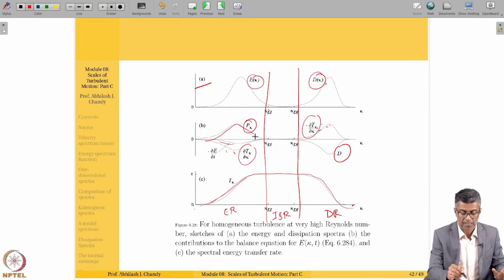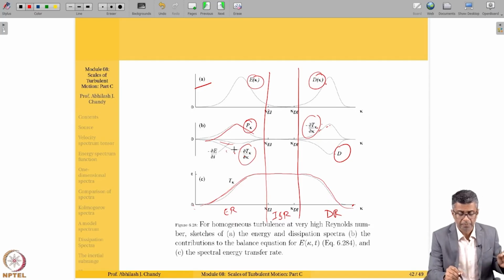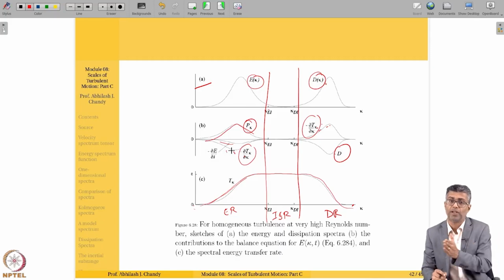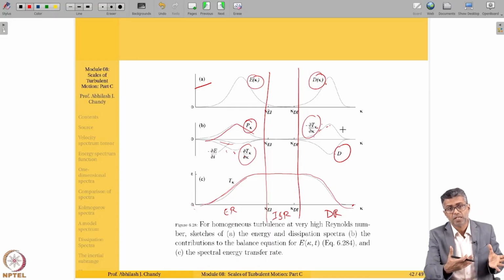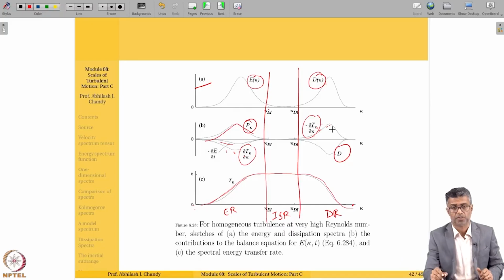That exists everywhere. What is happening is that minus del T del kappa is going to be negative in the energy containing range, because the energy is being removed out of the large scales. And the minus del T del kappa is going to be positive in the dissipation range because energy is being received from the large scales onto the small scales. So it is being received here.